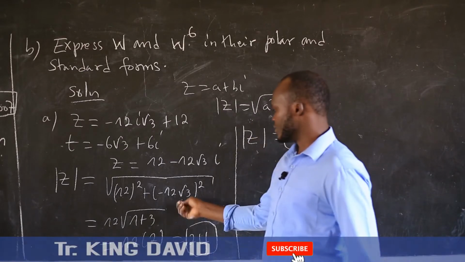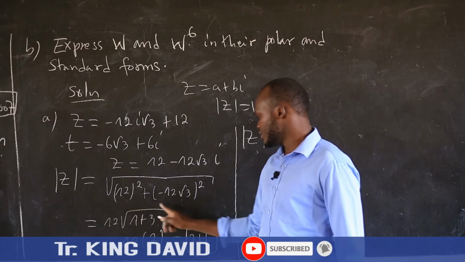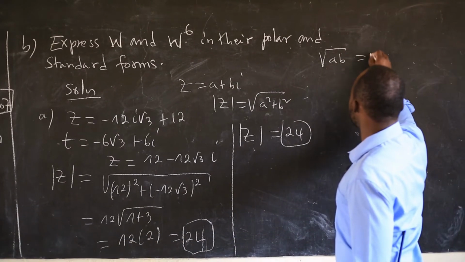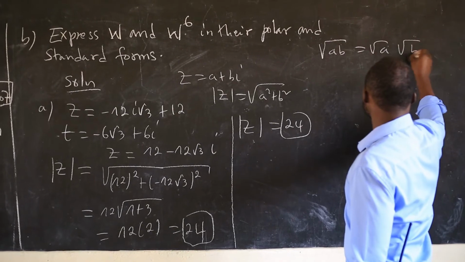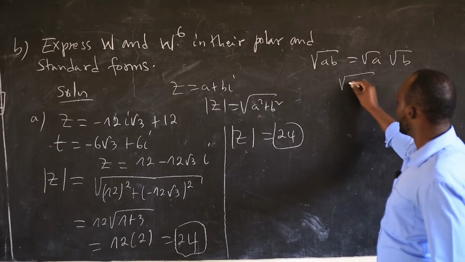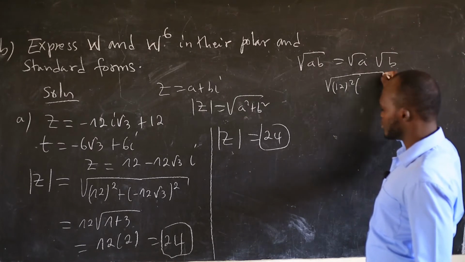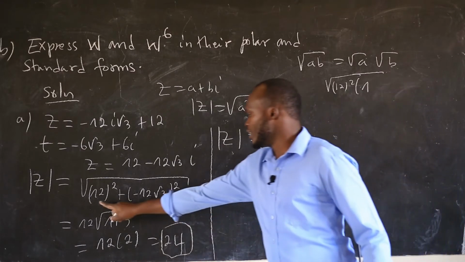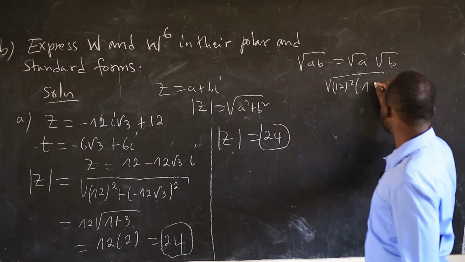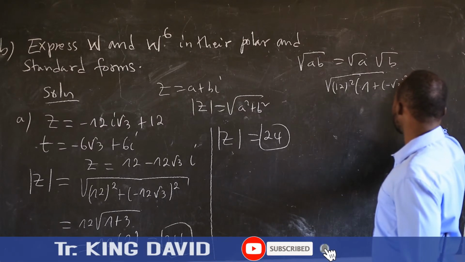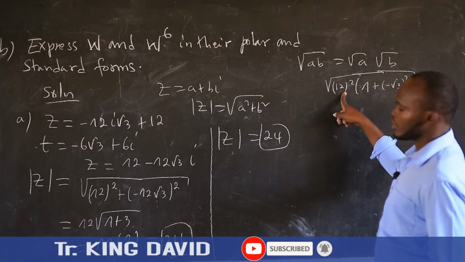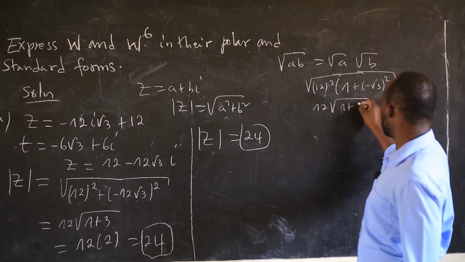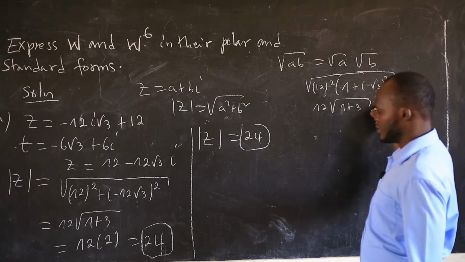So how have I done this one? You see, I have 12 squared, even here I have 12 squared. When you have root of AB, it is the same as root A times root B. So you see, I have root 12 squared into bracket, because 12 is here and also it's there. So I remain with 1 here, and here I remain with negative root 3 squared. So square root of 12 squared, that is 12. Then root of 1 plus, what is root 3 squared? That's 3. That's what I have done.